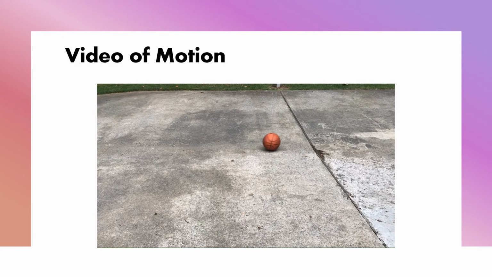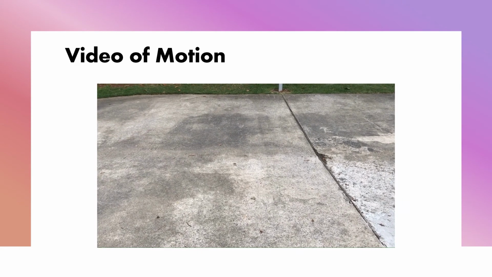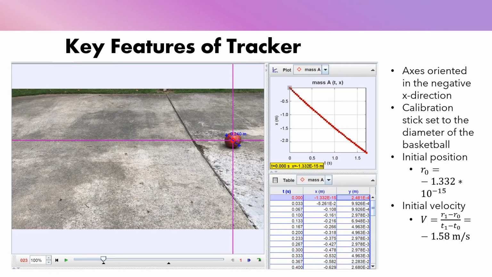Here is the video of the basketball moving in the negative x direction. There are multiple key features in Tracker, one of which is the orientation of the axes set for the ball moving in the negative x direction, which is reflected in the graph of motion here. The calibration stick is set to the diameter of the basketball to optimize realistic conditions, right here. And down here is the table of times and position points of the basketball as it moves.